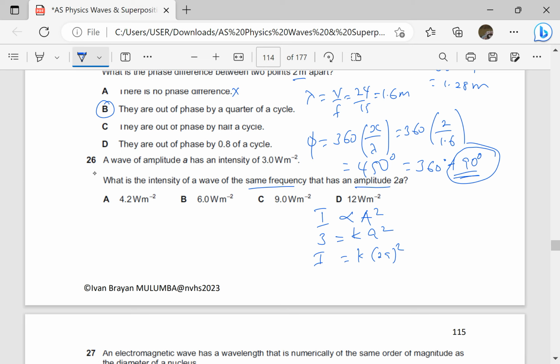So we combine the two equations. From the first equation, k is equal to 3 over A squared. I'll substitute for k in the second equation. I2 is going to be 3 over A squared times 4A squared, and A cancels. So this gives us 12 watts per meter squared, which means our answer is going to be D.